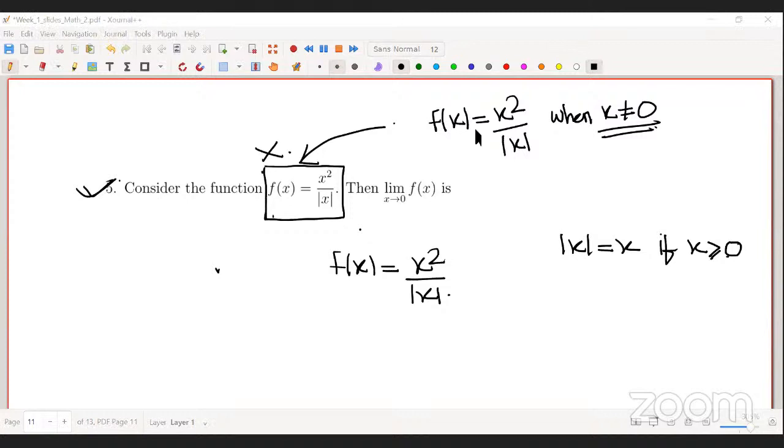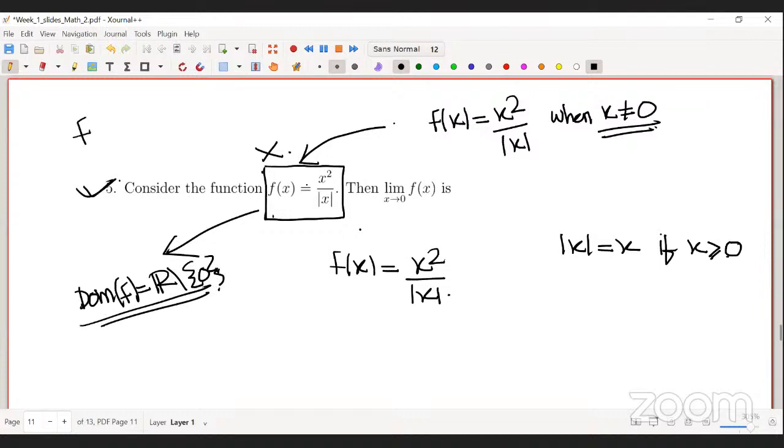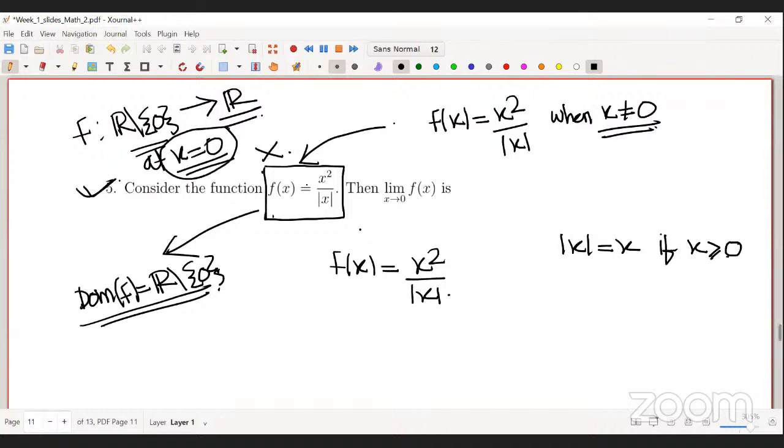So the domain of this function is R minus 0. So f is basically a map from R minus 0 to R, and we want to know what is the limit of this function at x equal to 0. As I already mentioned, it doesn't matter whether the function is defined or not at that particular point where you are trying to compute the limit. The value at that point is completely irrelevant when you are talking about limit. So mod x is x if x is greater than or equal to 0.